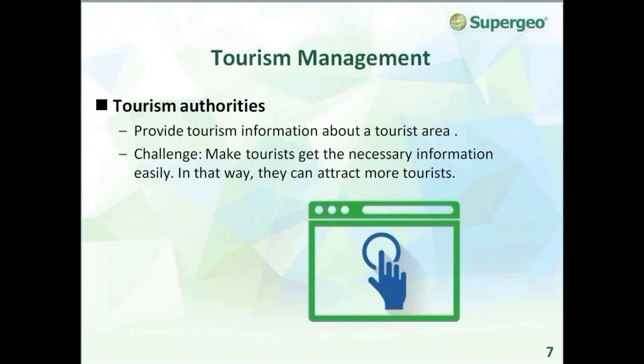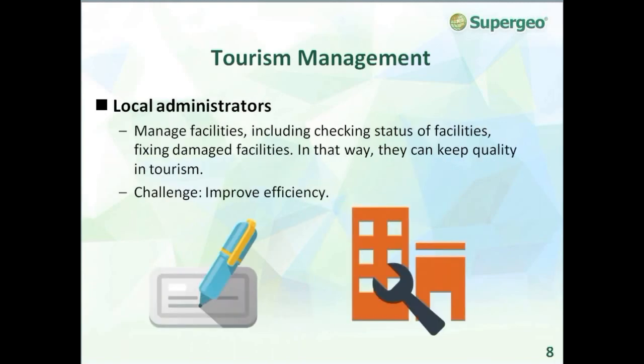And for tourism authorities, they have to provide tourism information about a tourist area. In that way, travelers can get information easily about a place. It would increase travelers' willingness to visit that place. Therefore, it becomes a challenge for tourism authorities to provide a platform for travelers to get information easily.